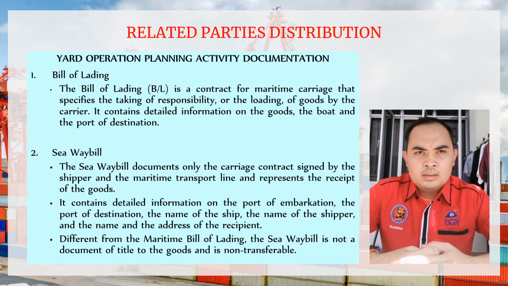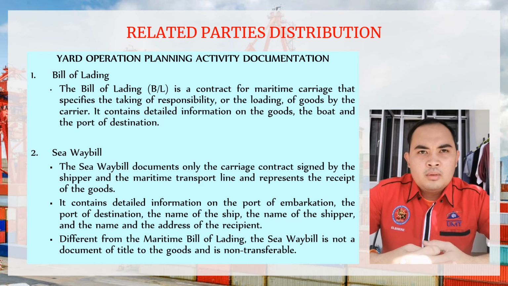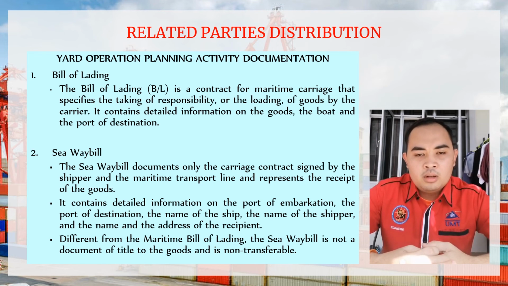Second is the seaway bill. The seaway bill is only the carrier's contract signed by the shipper and the maritime transport line, and represents the receipt of the goods. It contains detailed information on the port of embarkation, the port of destination, the name of the ship, the name of the shipper, and the name and address of the recipient.